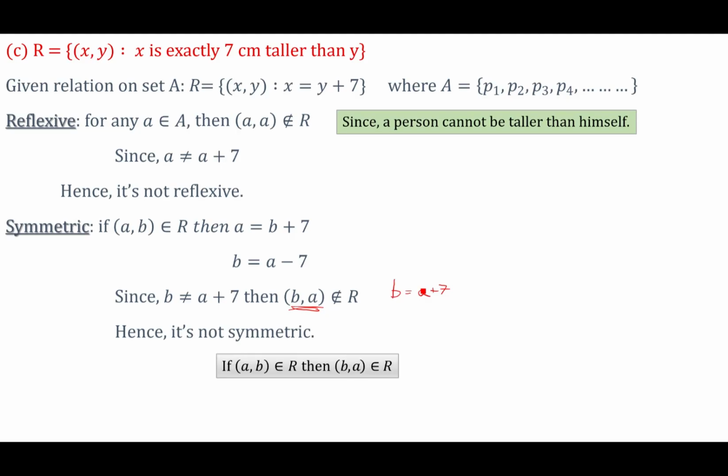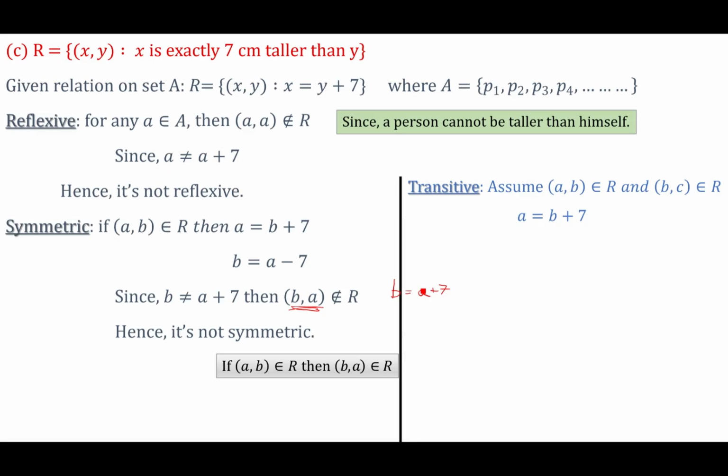Now we need to check transitive. A transitive relation says, assume (a, b) belongs to R and (b, c) belongs to R. If (a, b) belongs to R, that means a equals b plus 7. And (b, c) belongs to R, which means b equals c plus 7. Now from the first equation, I'm solving for b. So b equals a minus 7. Now equate the values of b. On equating b, a minus 7 equals c plus 7.